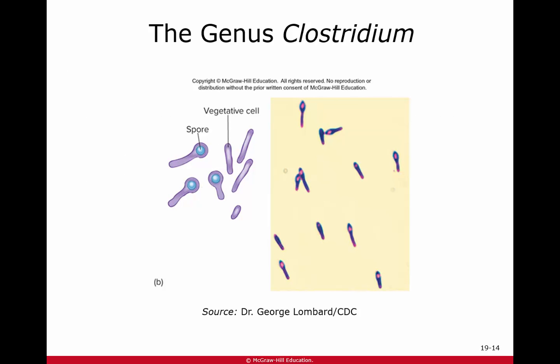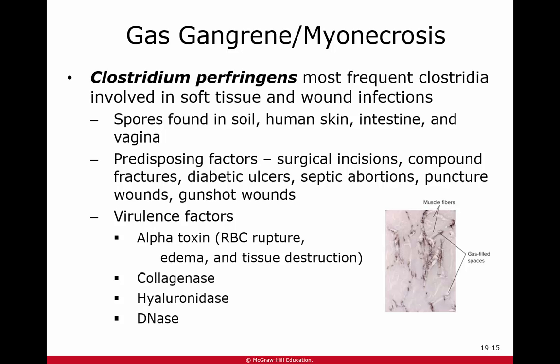Clostridium perfringens is the most frequent Clostridium that's going to be found in wound infections. The spores are in soil, on your human skin, your intestine, and in the vagina. People that are predisposed to having problems with this have had surgery recently, or compound fractures, diabetic ulcers, puncture wounds, gunshot wounds, and the virulence factors here: they have an alpha toxin that causes red blood cell rupture, edema, and tissue destruction. The collagenase, the hyaluronidase, and the DNase. All of those.